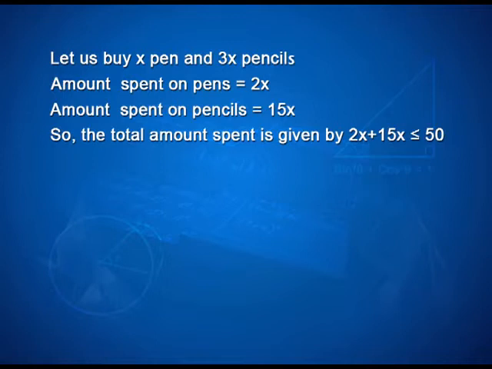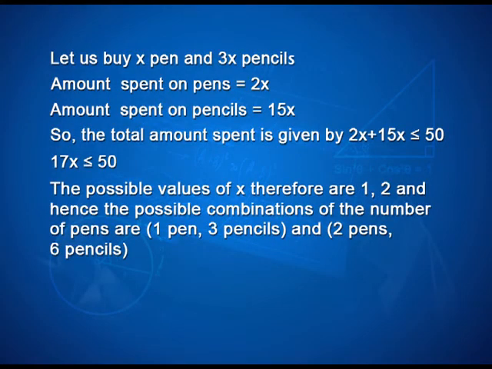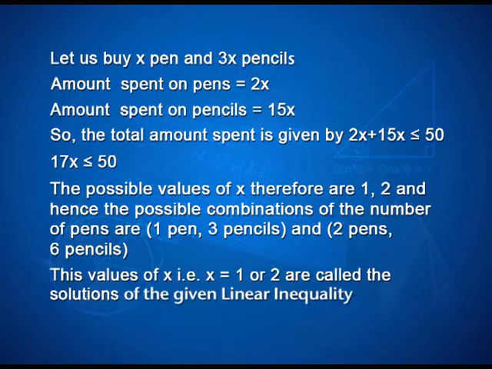So, the total amount spent is given by 2x plus 15x, and since I have 50 rupees in hand, the amount I spend should be less than or equal to 50. Therefore, 17x is less than or equal to 50, and the possible values of x are 1 and 2. And the possible combinations of the pens and pencils are 1 pen and 3 pencils, and 2 pens and 6 pencils. The values of x as 1 and 2 are called solutions of the given linear inequality.